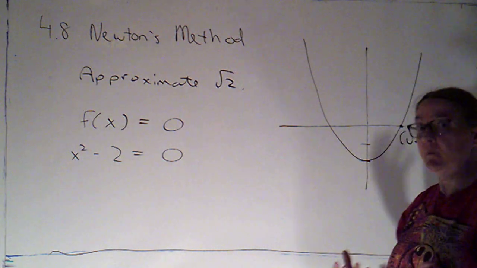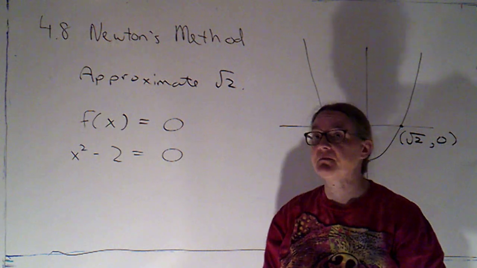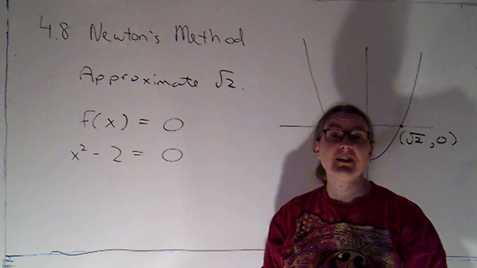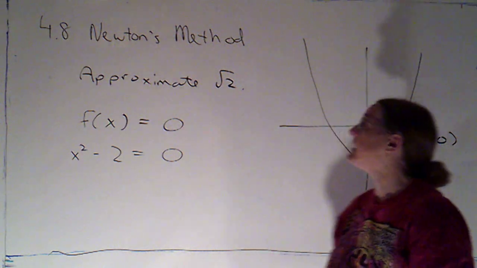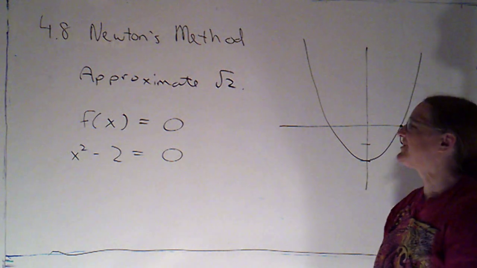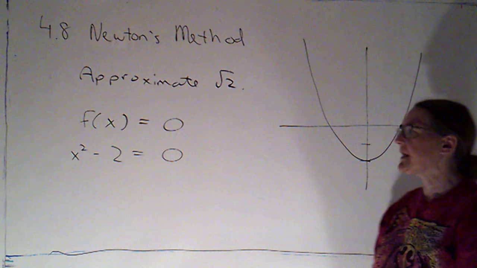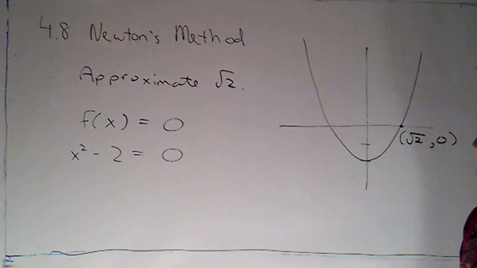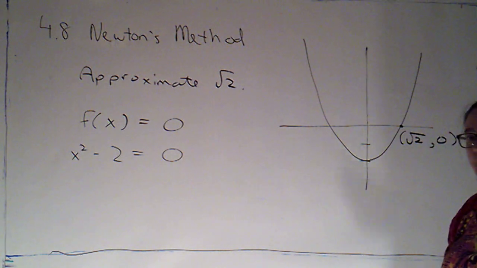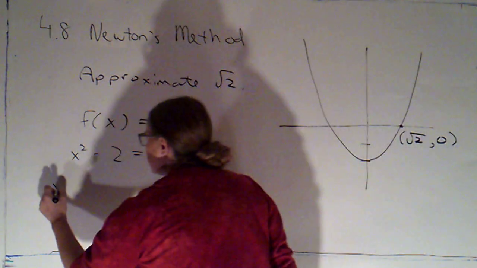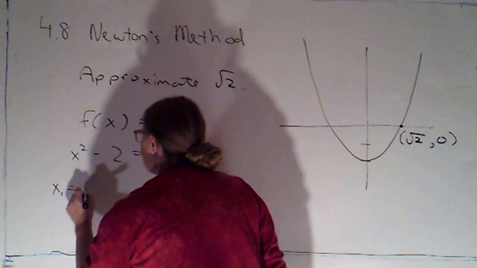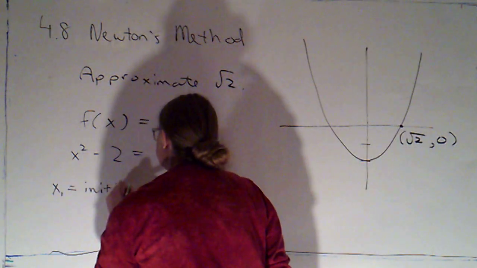And there are multiple methods that we have of coming up with approximations. A lot of them you'll be learning in 3B if you go on to that class, or at least a major one you'll be learning in 3B. But this is just one way that we're going to take a look at right now. So the basic idea is I want to start out by making a guess. So I'm going to say x1 is going to be my initial guess.